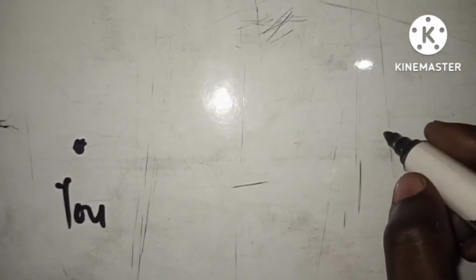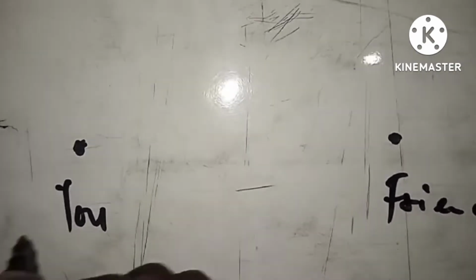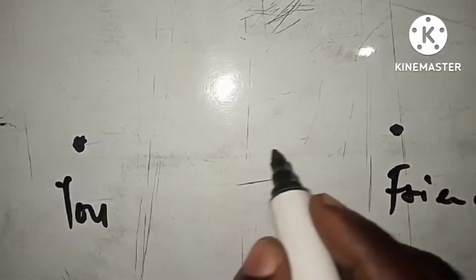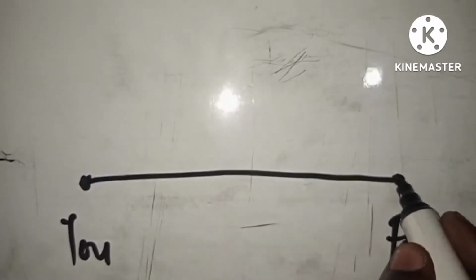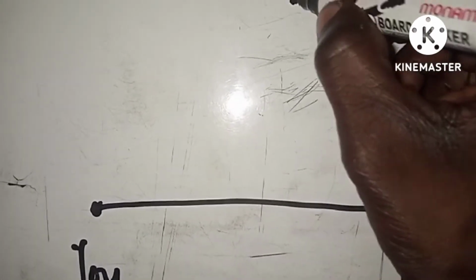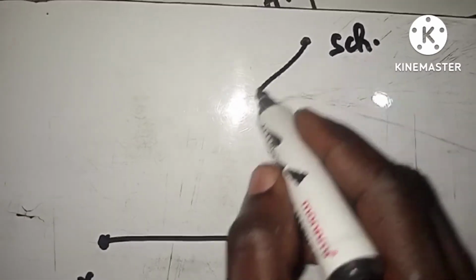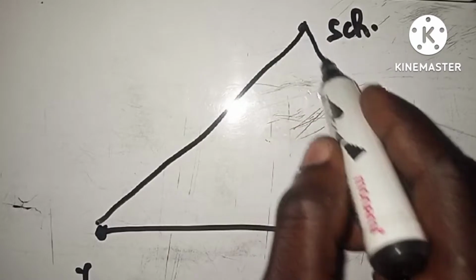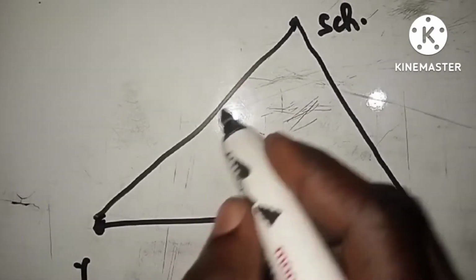What I mean by distance is that, let's say you live here, and your friend also stays here. You want to determine the distance between the two of you, from here to here. But this mostly happens with three or more people. So let's say you have your school somewhere here. The three of you form what we call in mathematics a triangle. So this is a triangle. That's the name behind that.